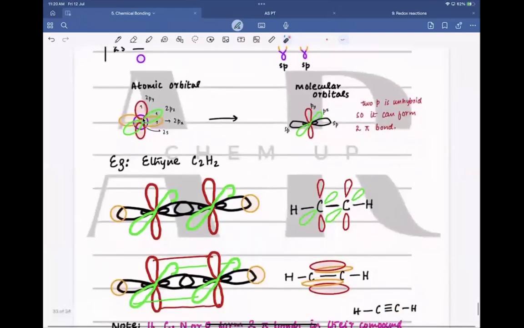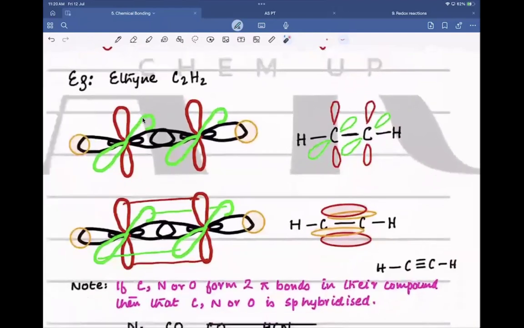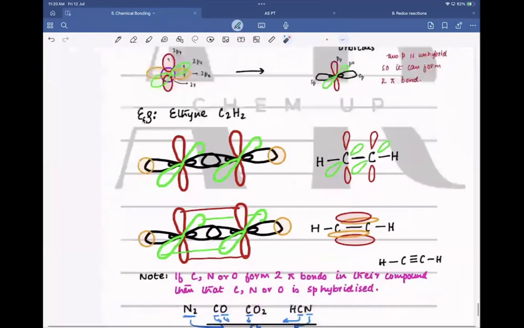So that's what I tried to make you visualize, how after the overlapping, the electron cloud would be at the top and the bottom, or at the front and the back of the central atom, for the pi bond or the sigma bond. Till here, is this clear? Yes, sir. Okay, so till here we are done with the bonding.